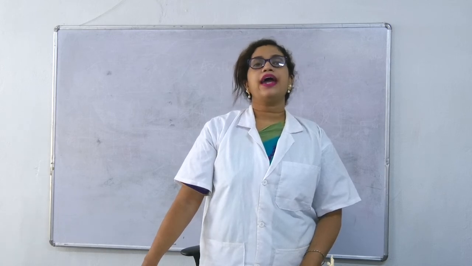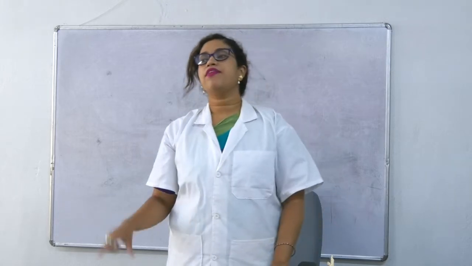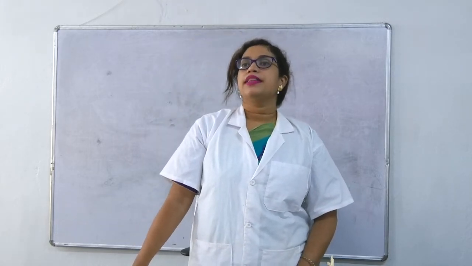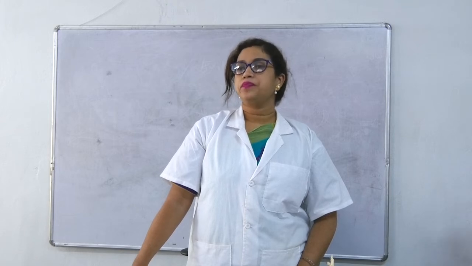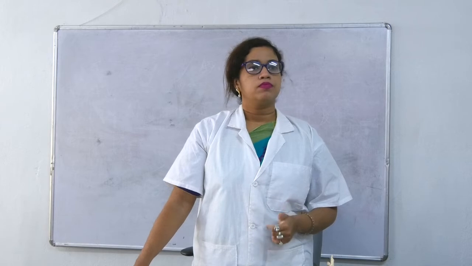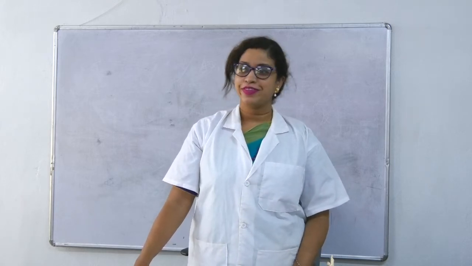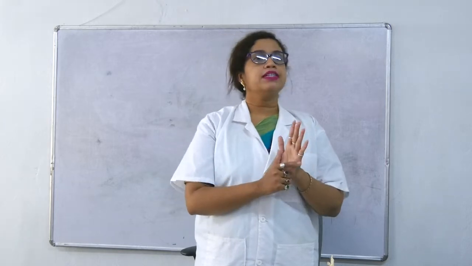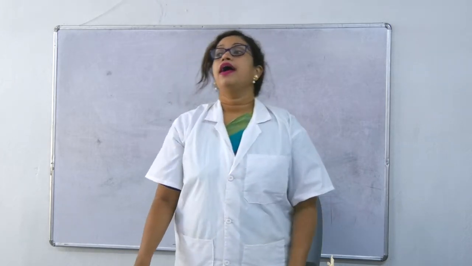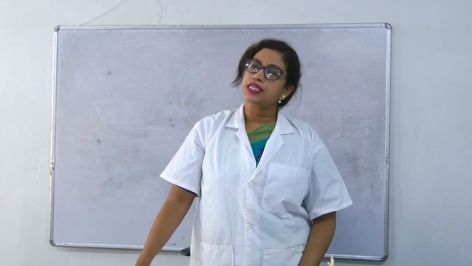So in the hand, briefly, how many muscles are there? You told 20. So which is divided into how many groups? 5. So first one is thenar eminence. What are the muscles? These are all short muscles, so brevis. So first one is flexor pollicis brevis, then abductor pollicis brevis and opponens pollicis brevis.